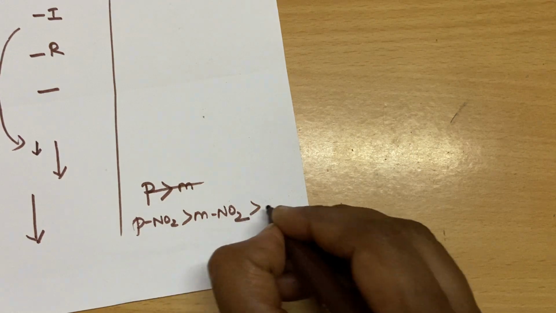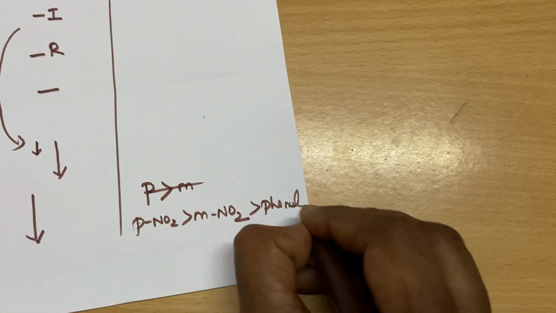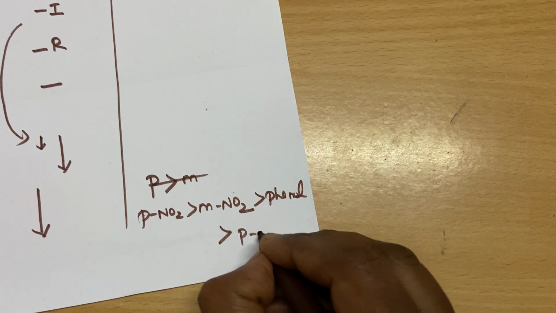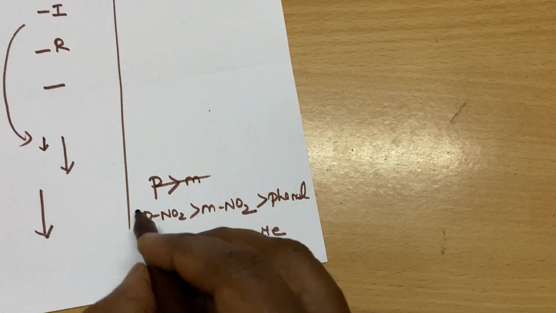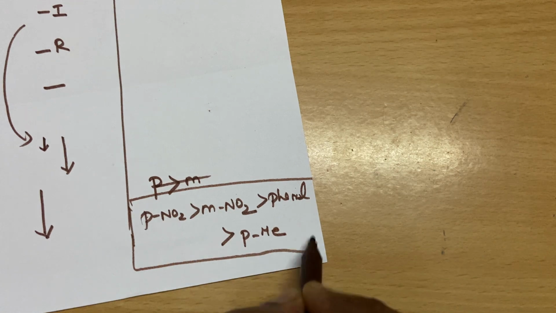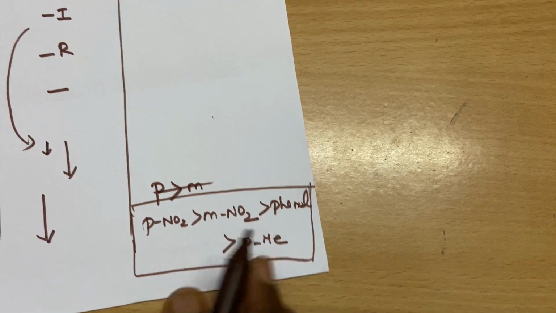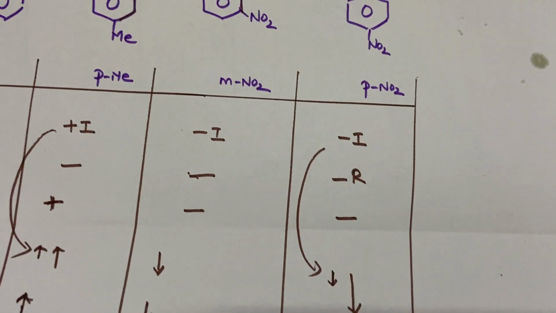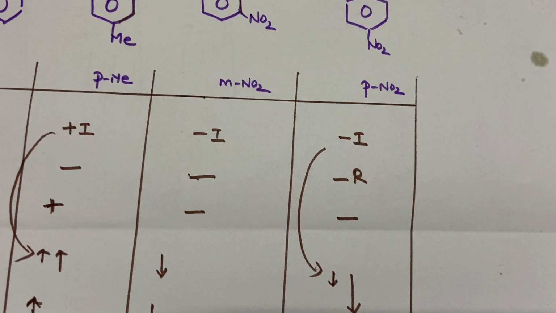So then comes your phenol. And at last it is your paramethyl or paracresol. Okay students, so this is your answer. So like this you have to solve it systematically. Don't confuse yourself. Please watch the video once again if you don't understand and try to solve problems.